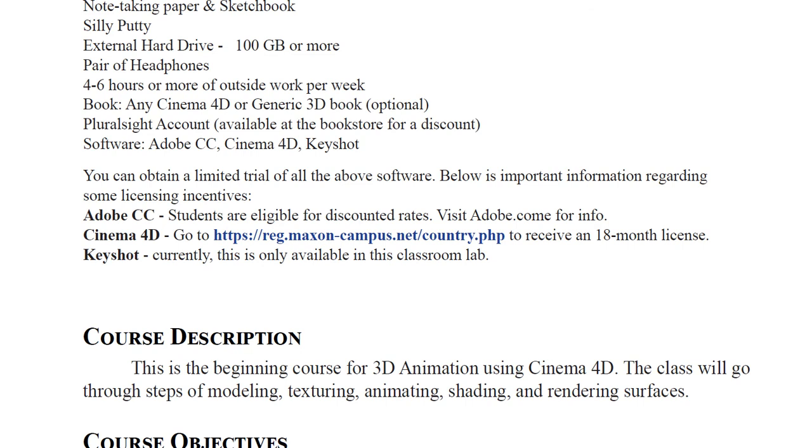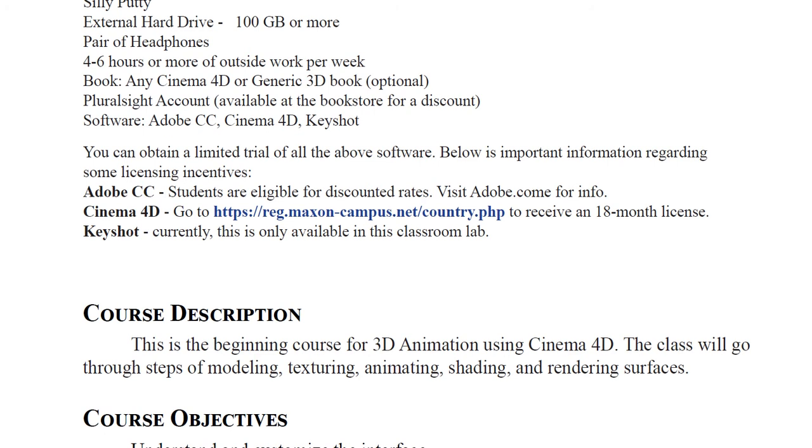4 to 6 hours or more outside work per week. Don't think that just because you're taking a class that meets for 6 hours that that's all you need for the class. You typically want to set aside about 4 to 6 hours outside of class additional to work on stuff.